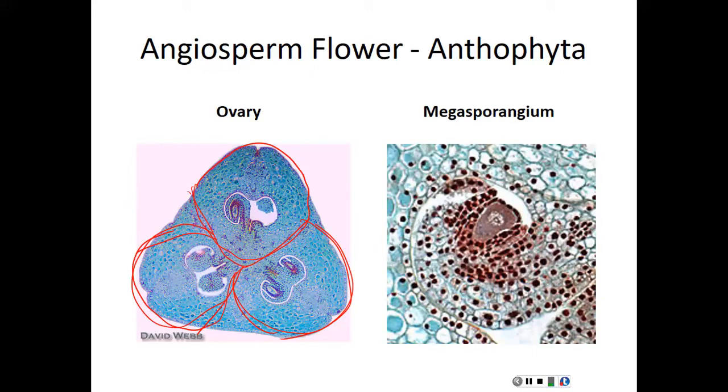Within each of these segments of the ovary, we find 2 ovules, so 6 altogether. So we can also call this the megasporangium, and we will be producing the egg in here.